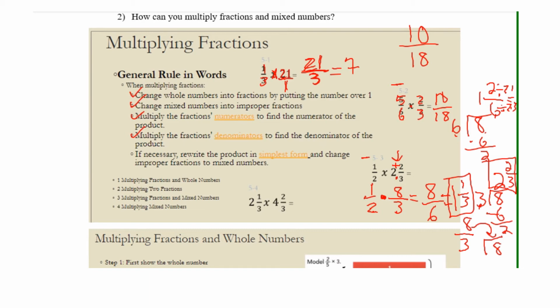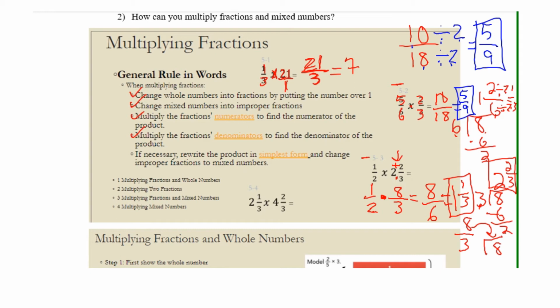10/18. These are 2 even numbers, so I know they both are divisible by 2. So I'm going to divide my numerator and denominator by 2. 10 divided by 2 is equivalent to 5. And 18 divided by 2 is equivalent to 9. So I can say that 5/6 of 2/3 is 5/9.